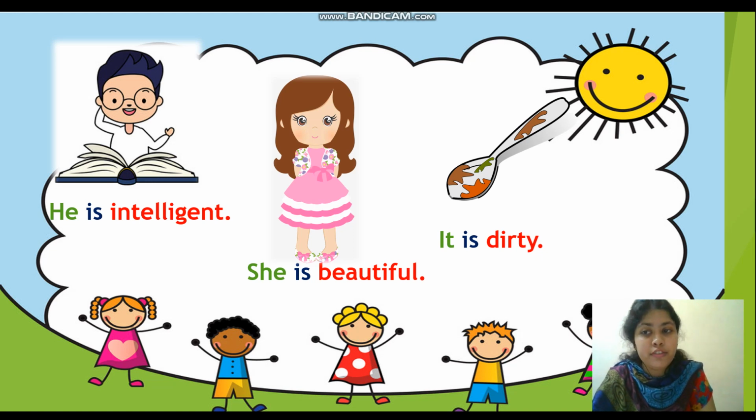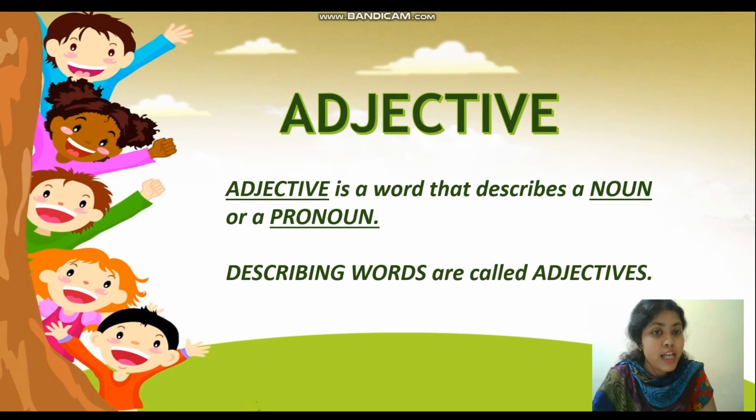As you can see, in the first picture, he is a pronoun which stands for the boy. In the second one, she is also a pronoun and it stands for the girl. And the word it in the last picture is for the spoon. So here you can see the word intelligent is describing he. The word beautiful is describing she. And the word dirty is describing it. That means an adjective is a word that describes a noun or a pronoun. And all the describing words are called adjectives. Yes.